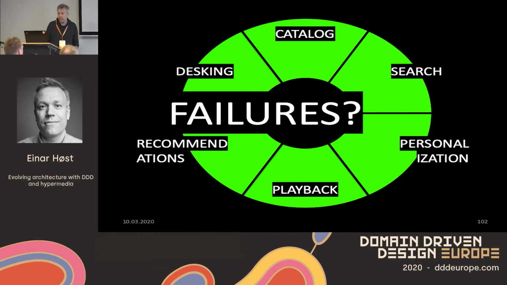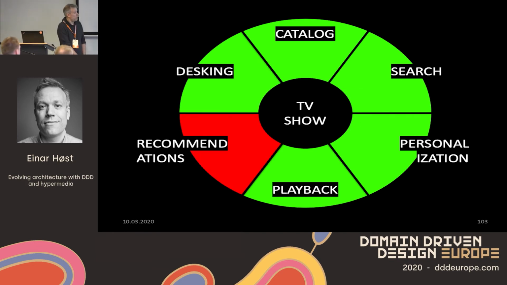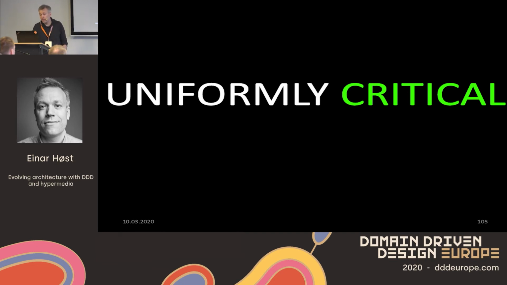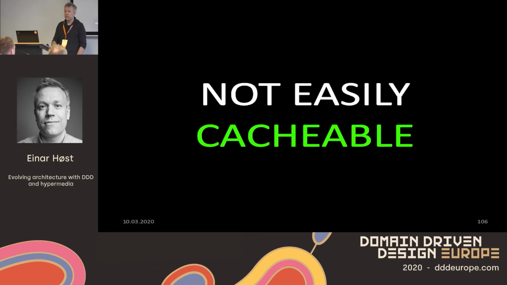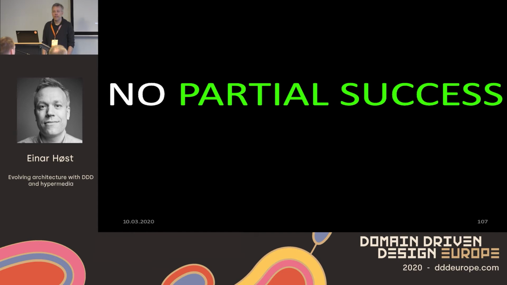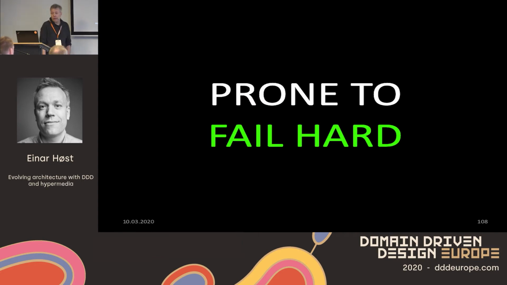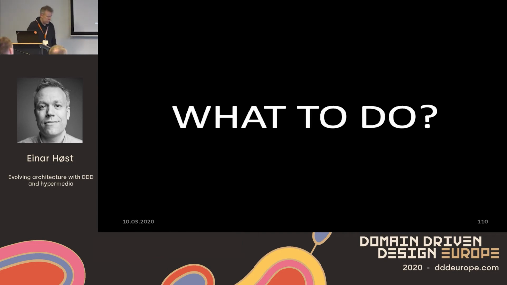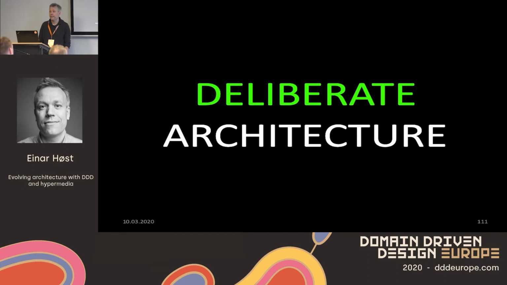What about failures? Say if your machine learning backed recommendations go down. If everything is mixed together, then everything goes down. So we were in a place where everything was uniformly critical, not easily cacheable. That's why we have these cunning caching schemes to try to mitigate that. We also were in a situation where we had no partial success. Well, that's kind of bad, right? And it's prone to fail hard then. And it's hard to reason about, so what to do? Well, what we wanted to do is to start doing some deliberate architecture work, right? Because we had identified these problems and we wanted to fix them.